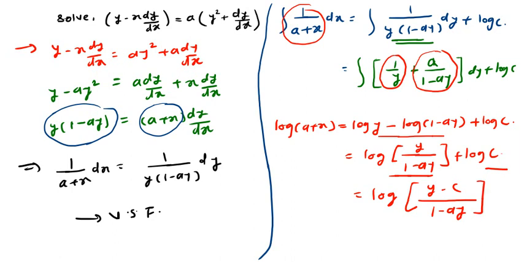Now finally we can cancel out this log term. So what remains? a plus x is equal to y into c upon 1 minus ay, and that is our final answer. And this is how we find the solution of any differential equation if it is in variable separable form, just by integrating on both sides.